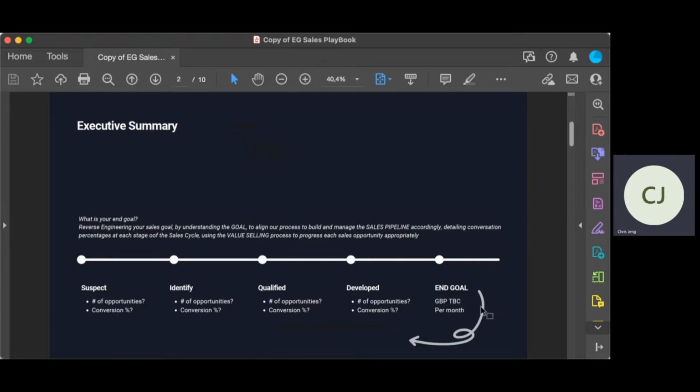So let's say that for the quarter, we need to generate £250,000 worth of new business. We then work backwards and say, okay, how many opportunities do we need to create at suspect, identified, qualified, and developed in order to actually achieve that goal? At the same time, we need to look at the conversion rate. So what does our conversion rate need to be from suspects to identified, etc.? This is the model we use to work with our clients to ensure that we're hitting the KPIs for our clients.